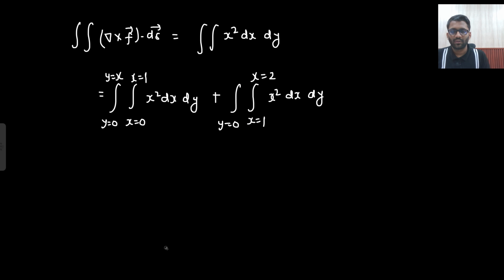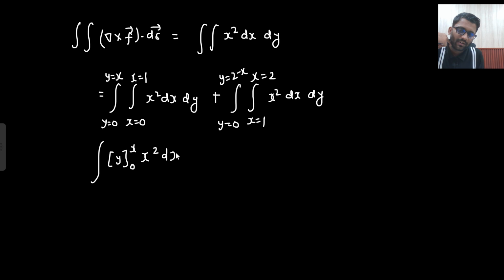Y is going from 0 to 2 minus x. Okay. So which limit will we solve first? This one, right? The limit of y we will solve first. So dy will be there, and this will be x only. So what are you going to get? Basically, the integration of dy will be y only, and y is going from 0 to x. And then x square dx. X is going from 0 to 1 only.